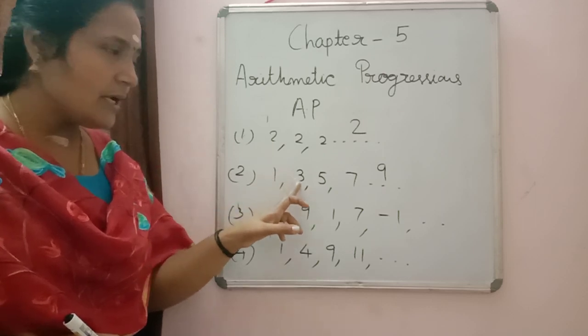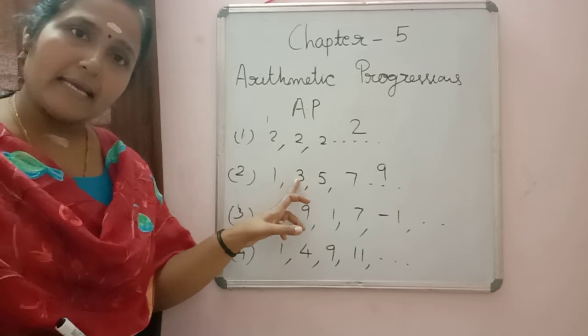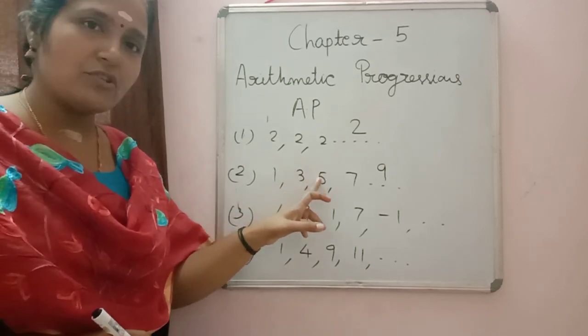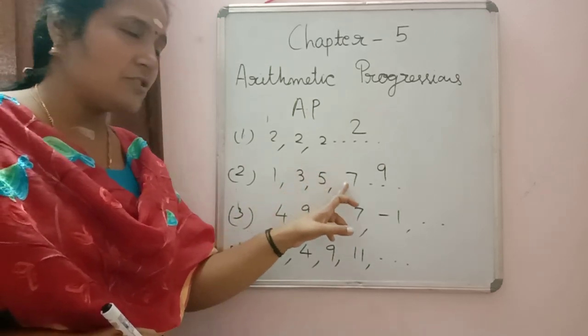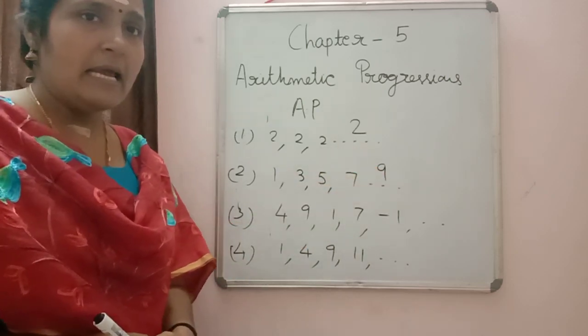Because the first number is 1. Then what we got? 3. How do we get 3? 1 plus 2 is 3. Again, what are we getting? 3 plus 2 is 5. Then 5 plus 2 is 7. So in the same way, 7 plus 2 will be equal to 9.